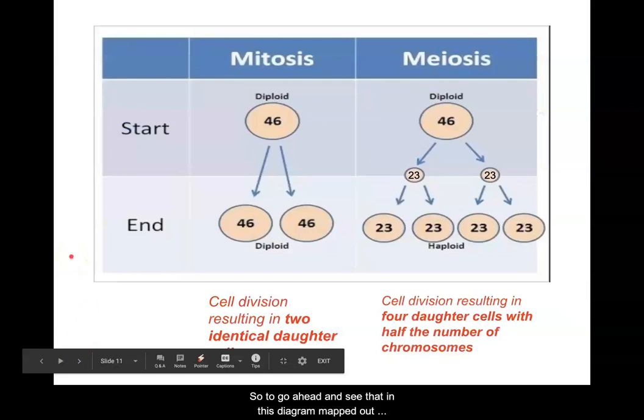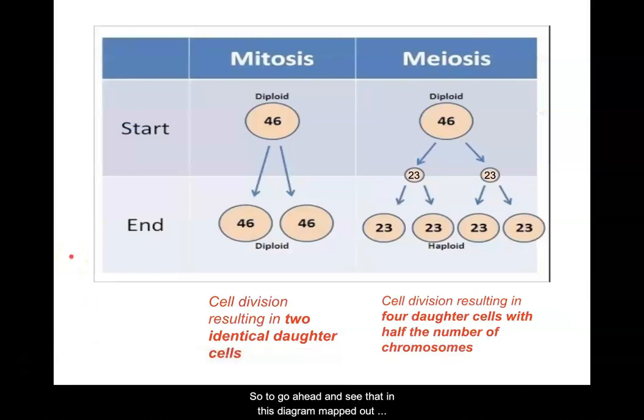So to go ahead and see that in this diagram mapped out, where we have mitosis and meiosis, and the starting point of the two processes, I can actually see the exact same cell being used. I have a diploid in humans, that's 2n equals 46 total chromosomes. The same here with meiosis, it's the same starting point. The difference between the two is your endpoint.